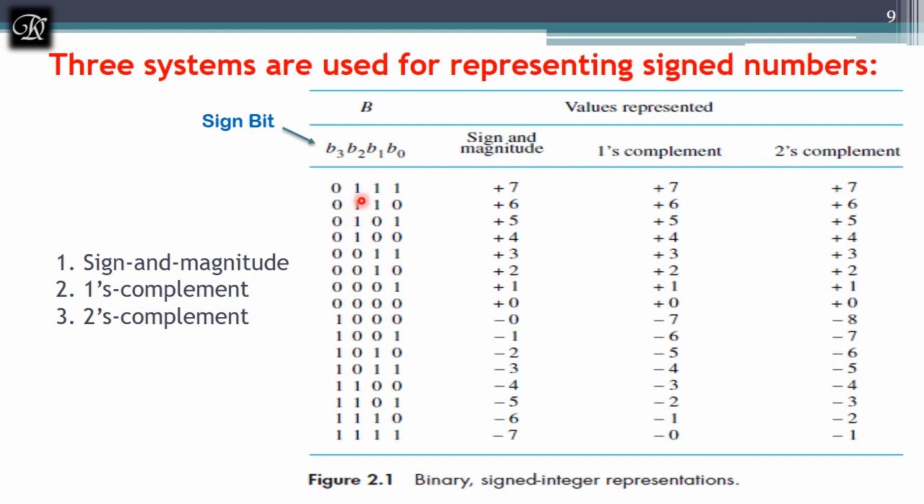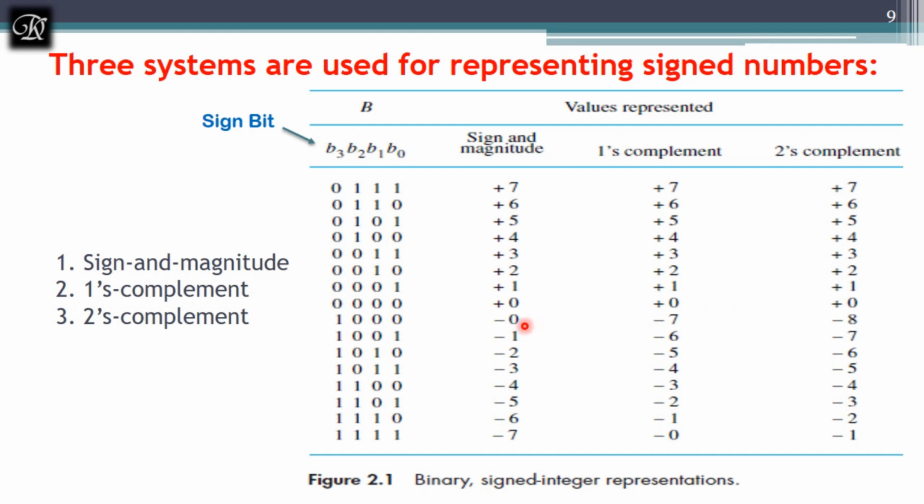Let's see, 0 1 1 1 is positive 7. How can we tell? You can convert it to decimal: 1 plus 2 plus 4, it is 7. So we got 7. Even in 1's complement it is 7, and even in 2's complement it is 7, because we change the values only when it is a negative number. And 6 remains as it is, 5 remains as it is, 4, 3, 2, 1, and 0 also remain as they are.